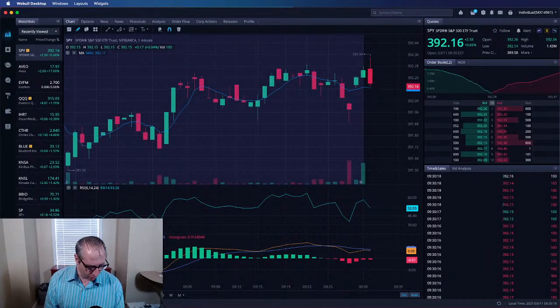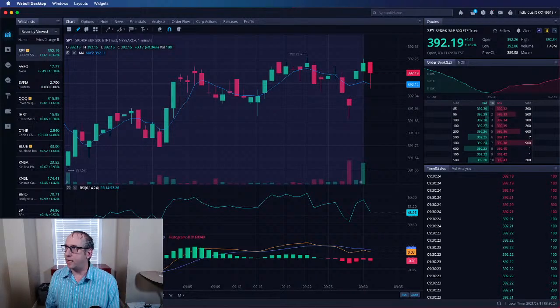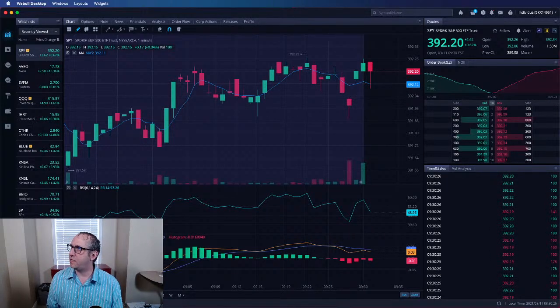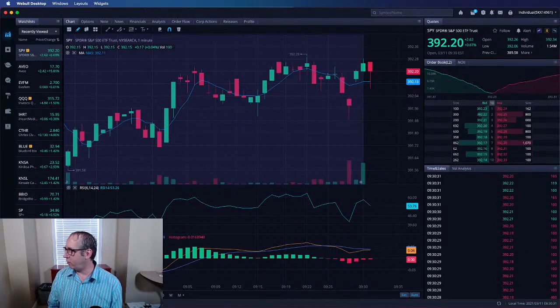All right, so I'm hoping for a pullback, definitely thinking bullish on the market. Anyone looking for a trade that should do well today, I would think XPEV would be one to look at. I just had an alert go off on that one.